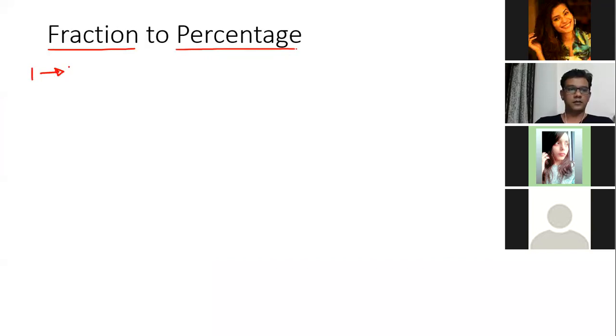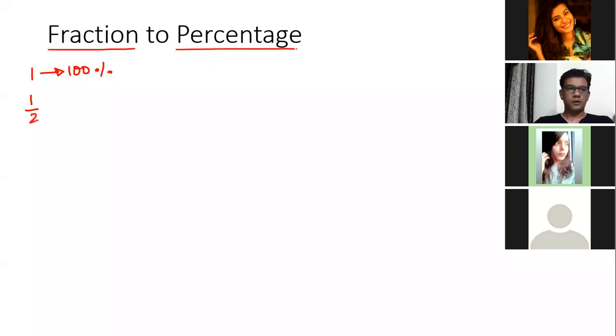1 always represents 100%. Why does 1 represent 100%? That's because 1 is considered as 1 unit. Anything that is complete is considered as 100%, and that's why 1 becomes 100%.